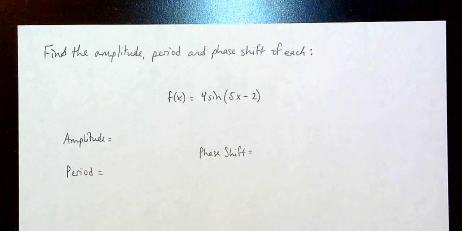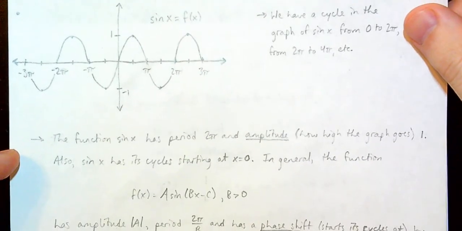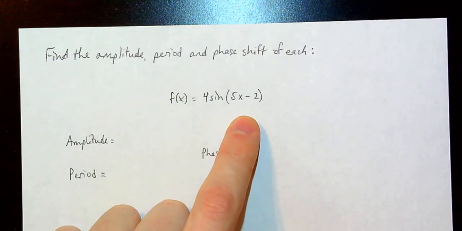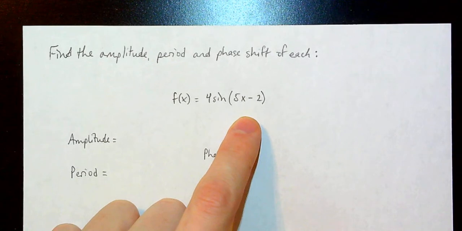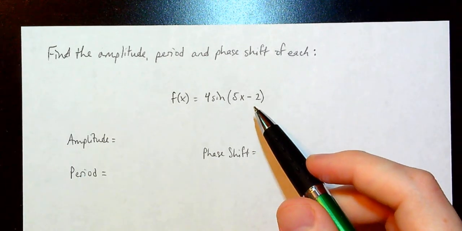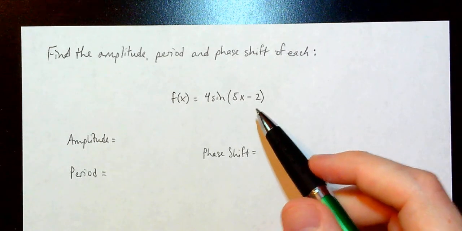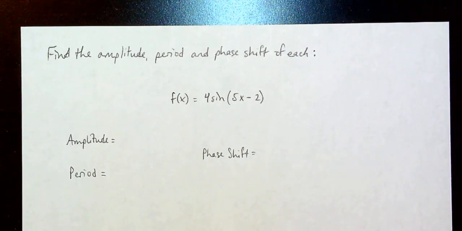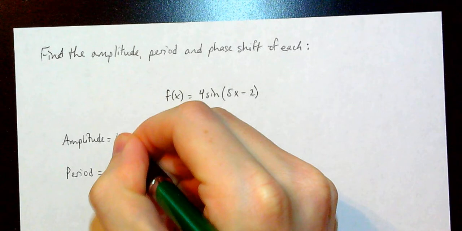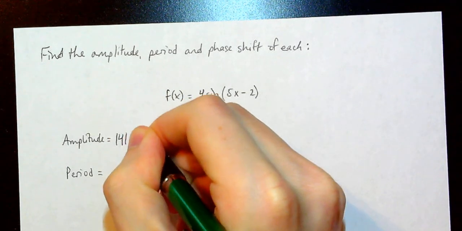Now, again, note that in this standard format here, it's bx minus c. So if you're seeing a minus sign here, like we are in this case, then your C value is going to be positive. If you're seeing a plus here, then that means your C value is going to be negative. But amplitude was the absolute value of A, so the absolute value of 4, or 4.